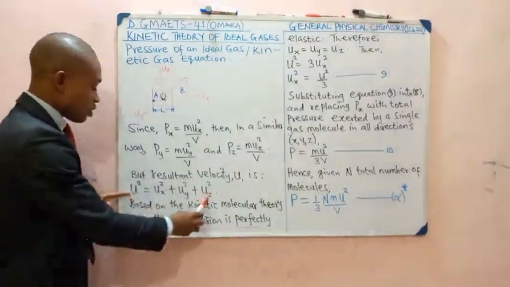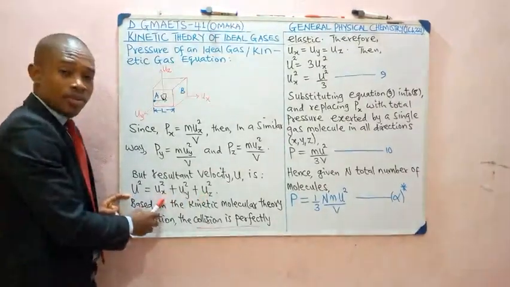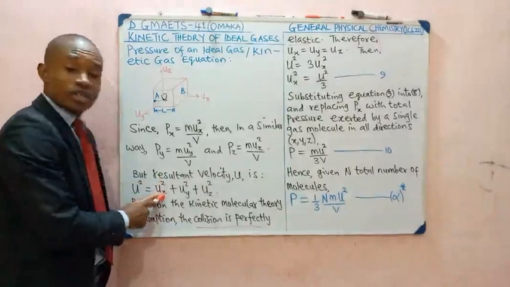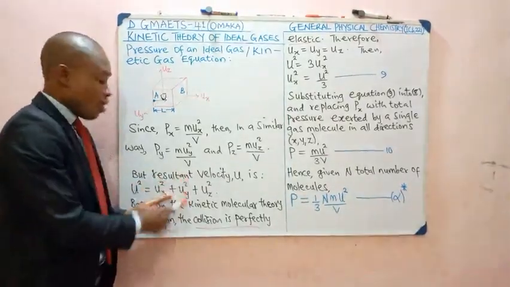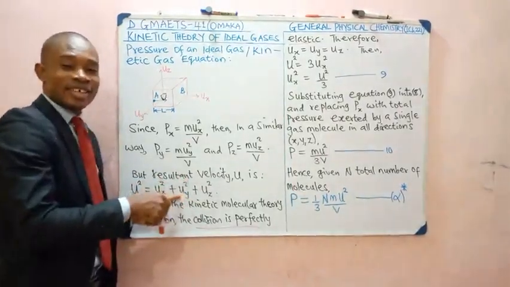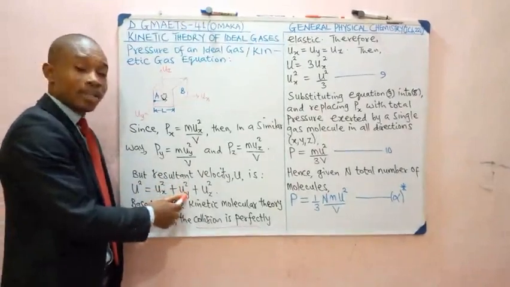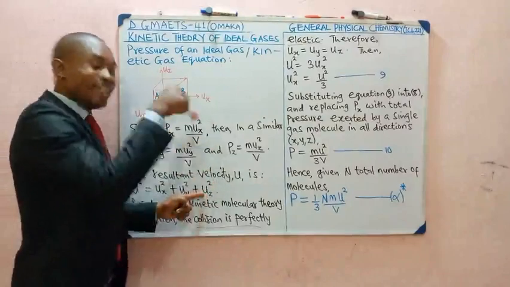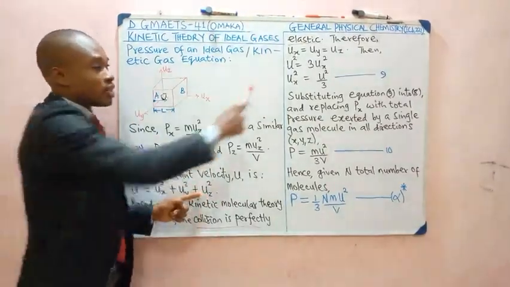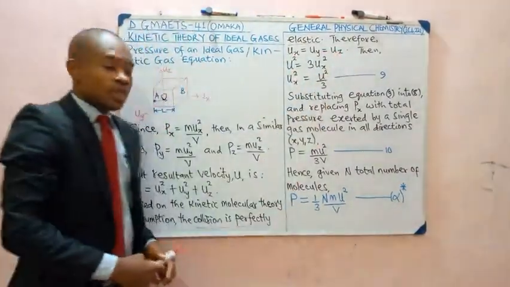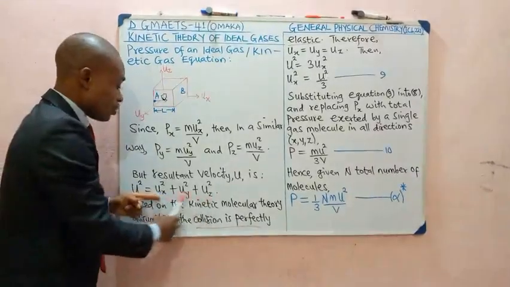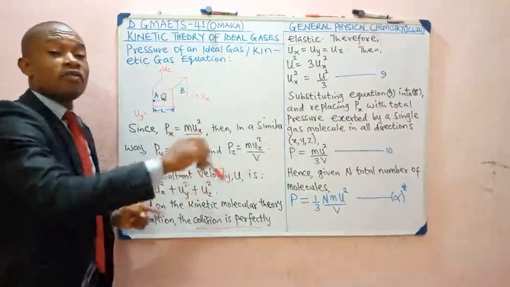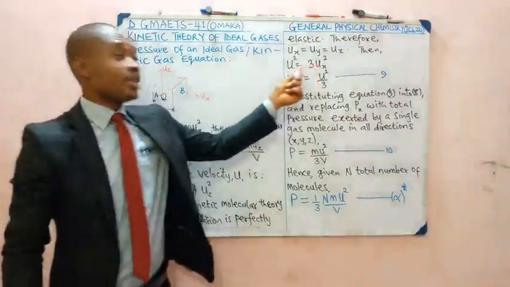Therefore, this Pythagoras theorem here will now become: square of the resultant velocity equals square of velocity in x-axis plus square of velocity in x-axis again, because this u subscript y is the same as velocity in x-axis, plus square of velocity in x-axis again, because of this assumption. Therefore, adding up the same square of velocity in x-axis, you're going to get 3 times the square of velocity in that x-axis.